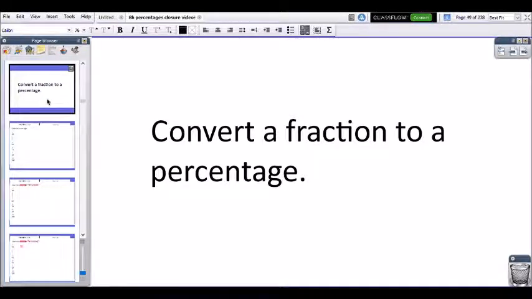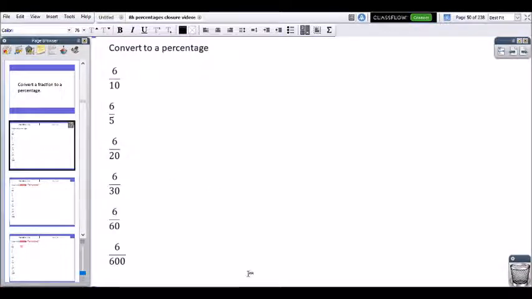In today's lesson, we're going to be converting a fraction to a percentage. So let's start off with lots of examples. Okay, so convert to a percentage. Let's start off with 6/10. We're going to try and write this as a percentage.